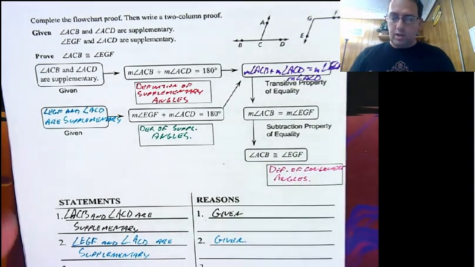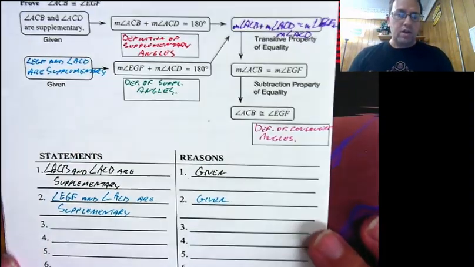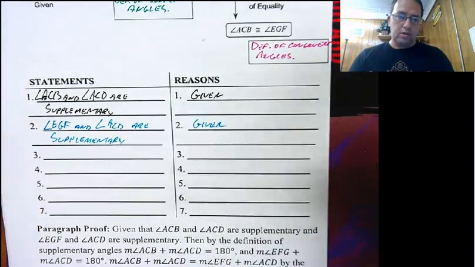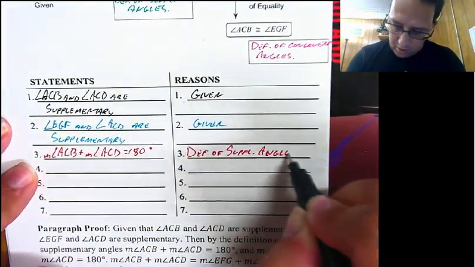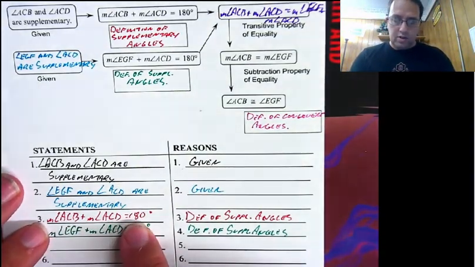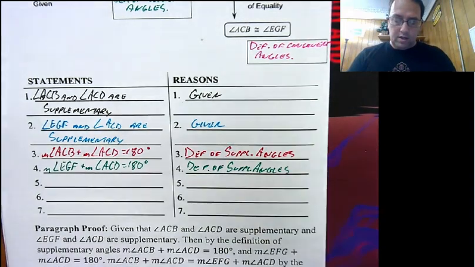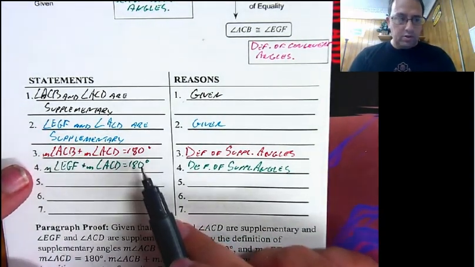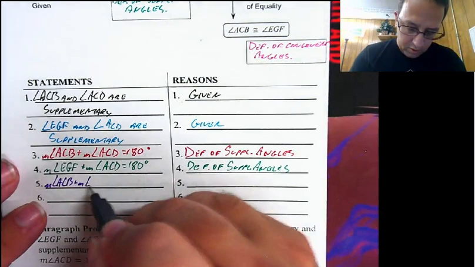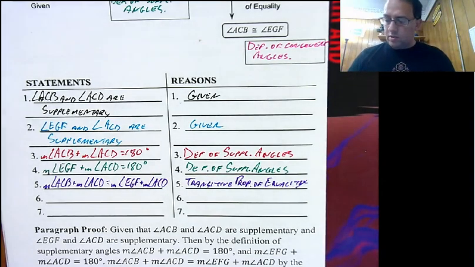Same thing we have here. Same two given statements. What do we know from that? Well, the same thing we said here, that the measures of the angles add up to 180 degrees because that is the definition of supplementary angles. All right, so let's write that down. So we know that these angles add to 180 degrees, definition of supplementary, same thing we had here, right? And now, again, we see these both equal 180 degrees, therefore they must equal each other. All right, transitive property of equality, so there it is.